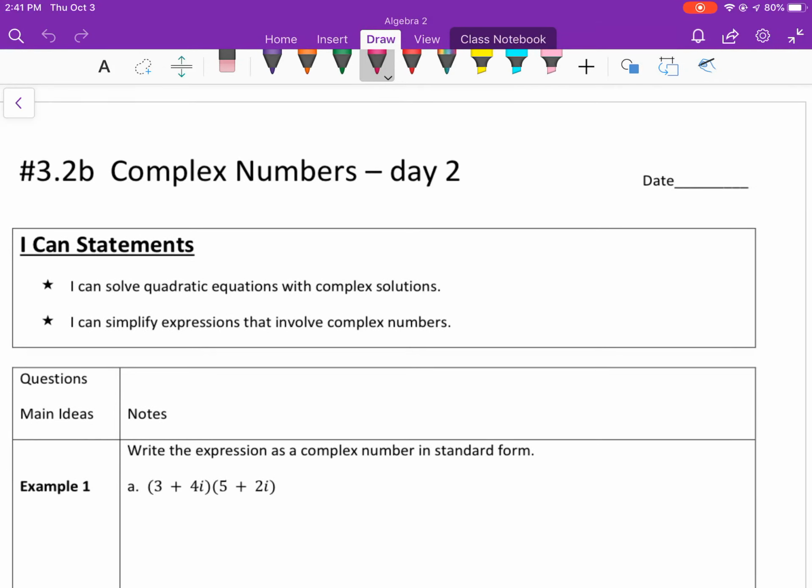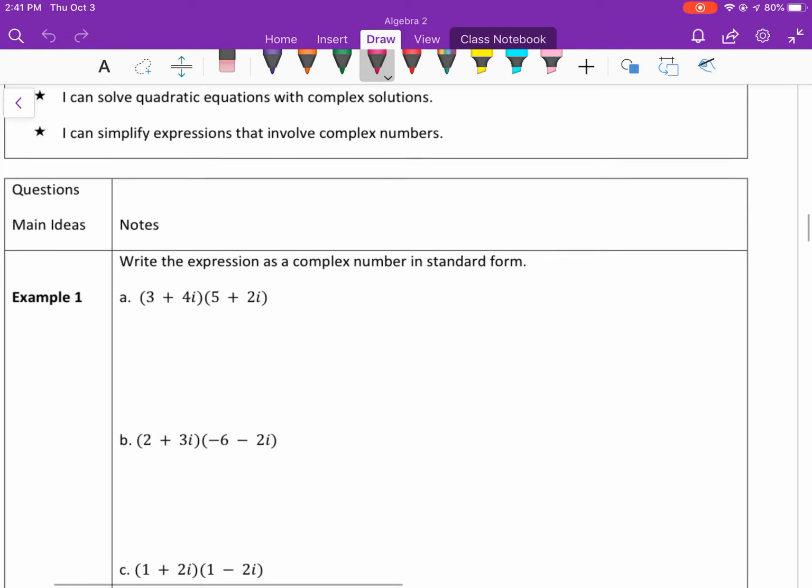Right, this video is on 3.2b, complex numbers, day 2. Today we're going to solve quadratic equations with complex solutions and simplify expressions that involve complex numbers.